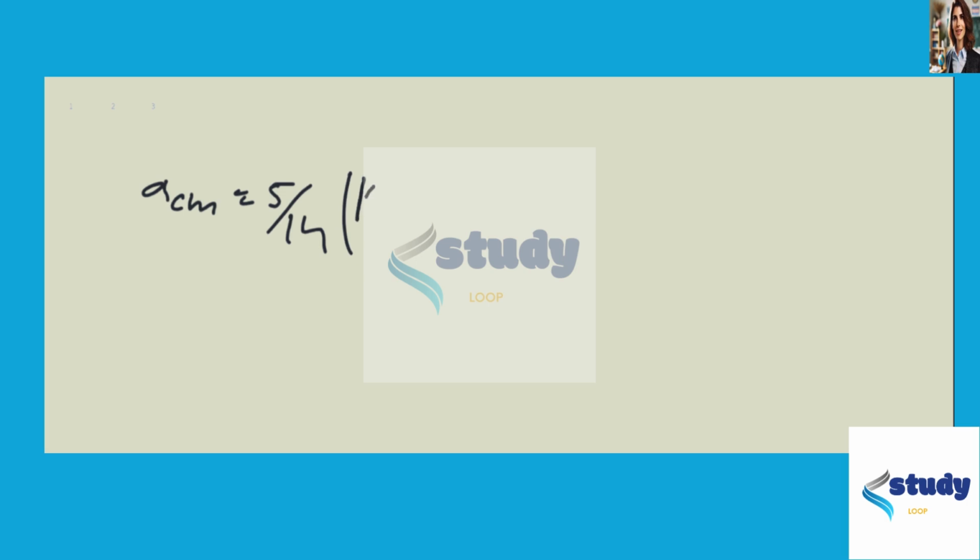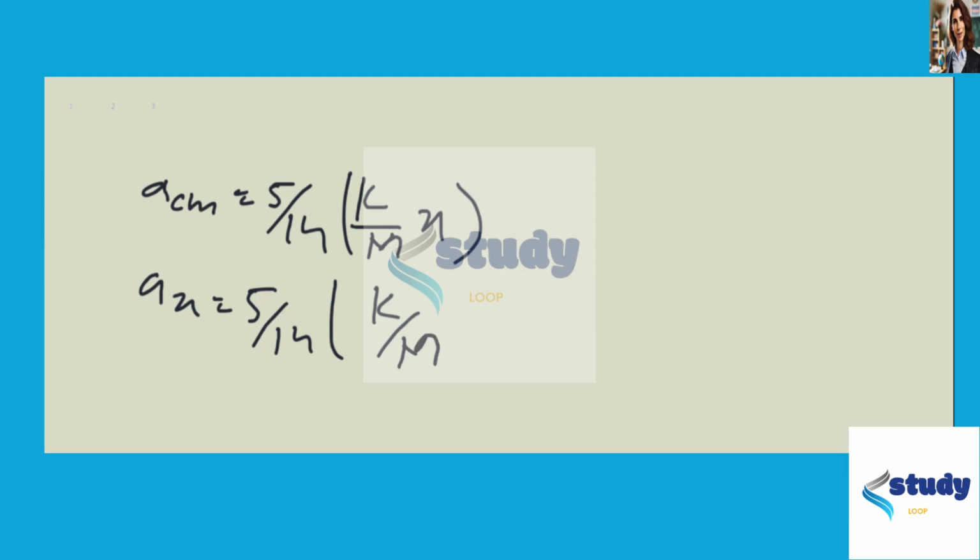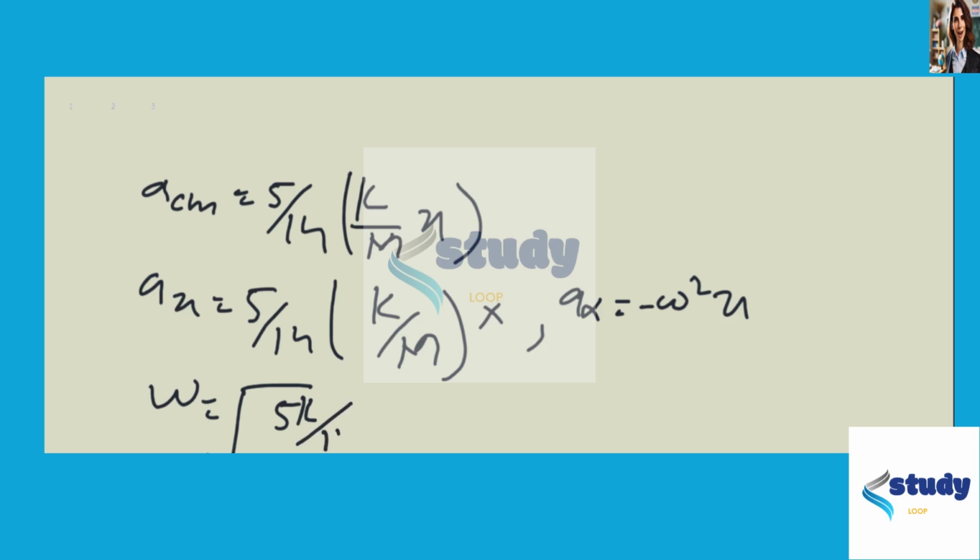From here, we can find a center of mass will be 5/14 k over capital M x, where a x will be 5/14 k over M x, and a x is minus omega squared times x. From here, omega will be the square root of 5k divided by 14m.